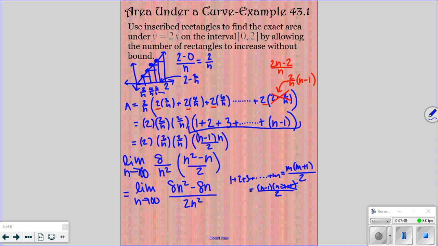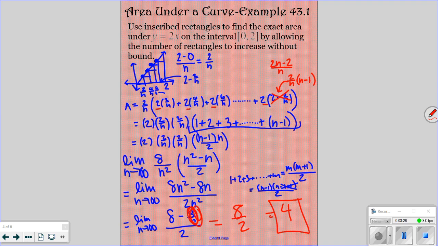Now from here we're going to use our information about approaching infinity. We can divide everything by n squared. So if we divide the first term by n squared, we'll just have 8. If we divide 8n by n squared, we'll have 8 over n. And then if we divide 2n squared by n squared, we have 2. And so if you remember, this 8 over n, as n goes to infinity, is going to go to 0. So this is going to go to 8 over 2. And 8 over 2 is just 4. And so that is the exact area under your curve. So that's how it works.